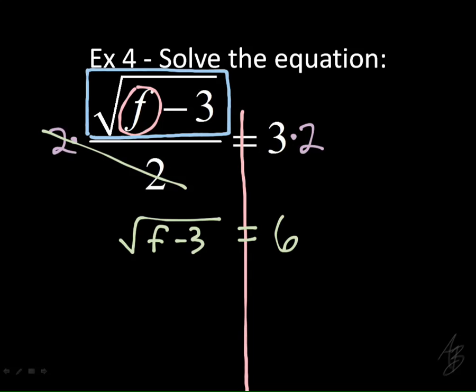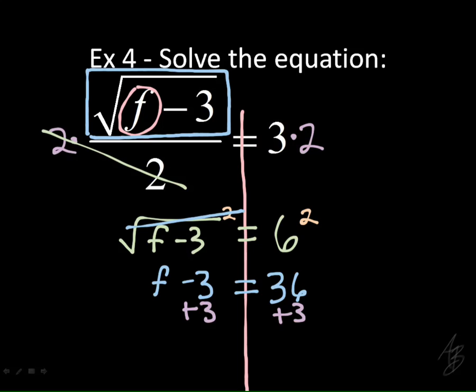Now the square root's by itself, so what can I do? Chris is absolutely right. We have to square it up. So we square both sides here. That square is going to cancel out with the square root. And what's left then? F minus 3. 6 squared is 6 times 6, which is 36. And then plus 3. 39.